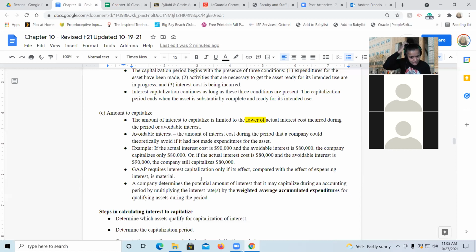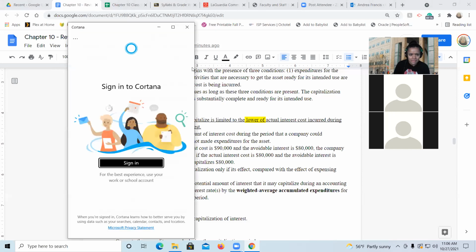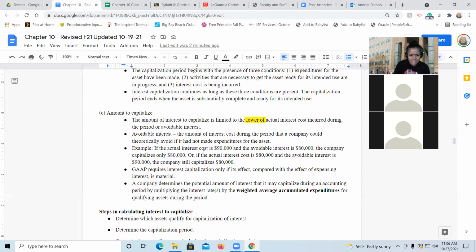It's not a required calculation. How do we determine the amount of interest? It's multiplying the interest rates that are being charged. And so we'll calculate what we call a weighted average interest rate by all the expenditures that they are making, but these expenditures are also weighted, and I'll show you how to weight those amounts.